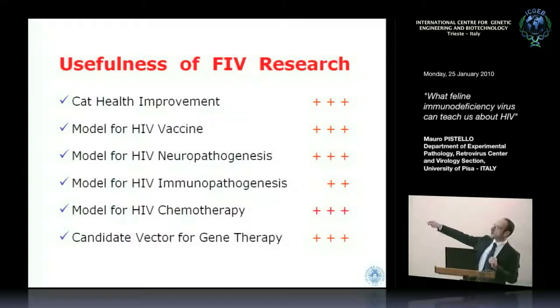It's a very, very good model for HIV chemotherapy. The FIV responds to the protease inhibitors, the second generation protease inhibitors work very well against the FIV. The integrase inhibitors work with a superimposable concentration and mechanism against the FIV integrases, and obviously the RT inhibitors work effectively against the FIV. So it's a good model to study in vivo new drugs or combination drugs. It's also a good model for a candidate vector for gene therapy.